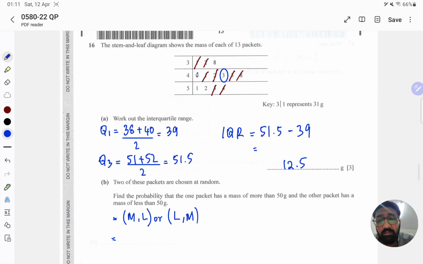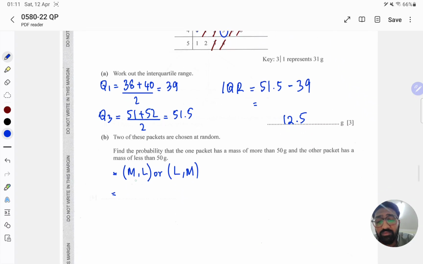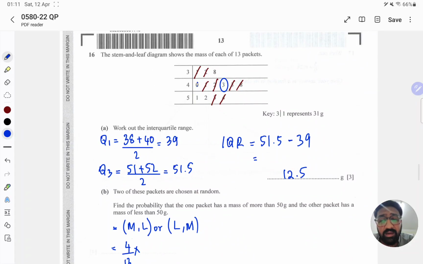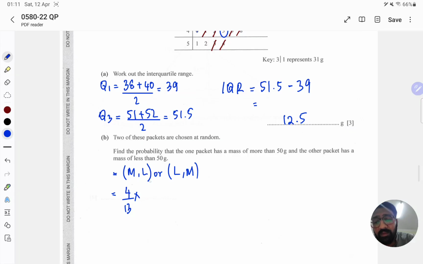More than 50 grams, they are just 4 out of the total 13, multiplied by how many of them are less than that, the remaining 9 out of 13. Will it be 13? No, since we have already chosen a packet, there will be one packet less in the bag, so it will be 12 over here. Or means addition.